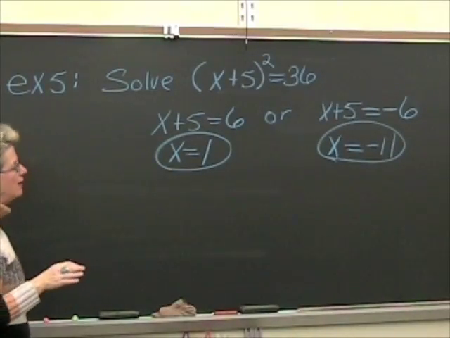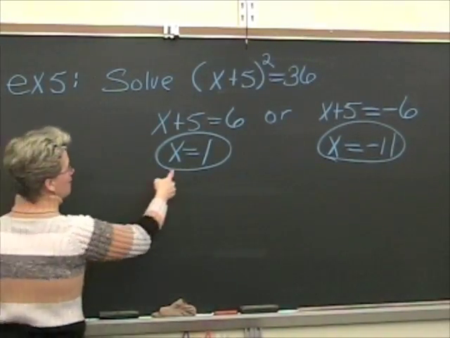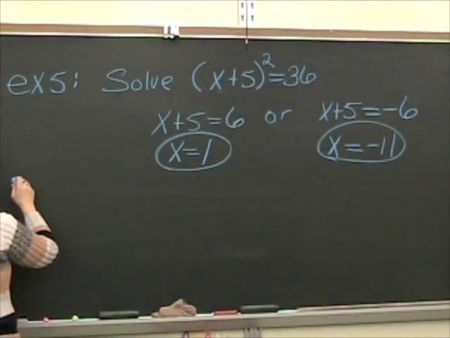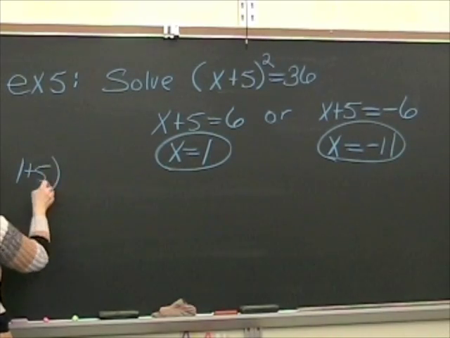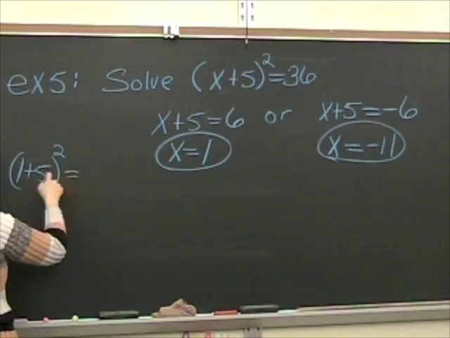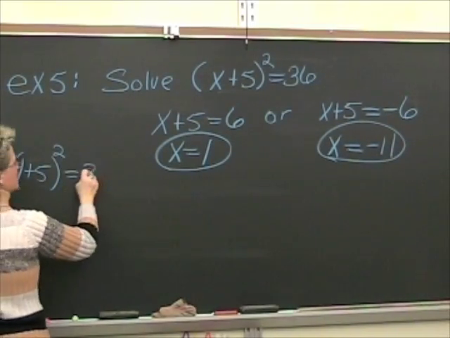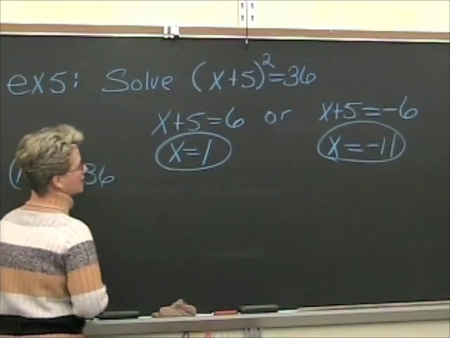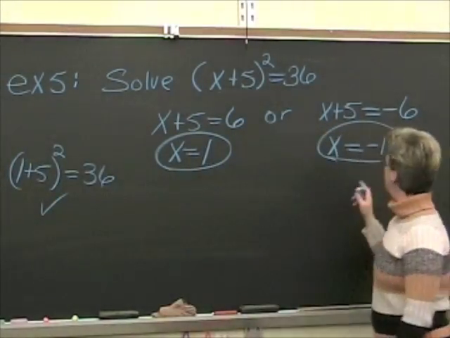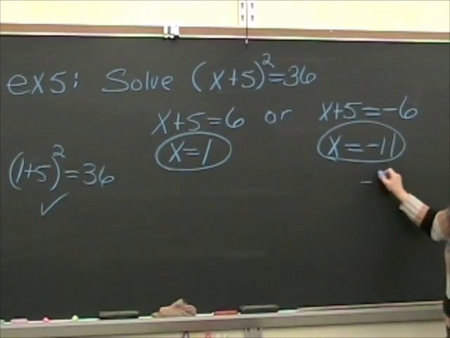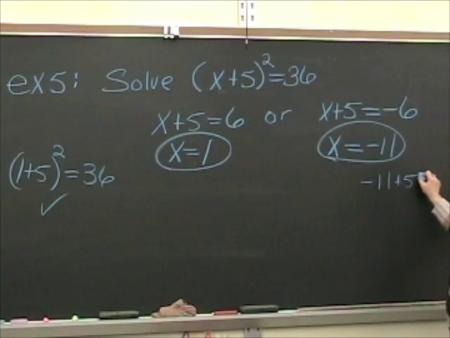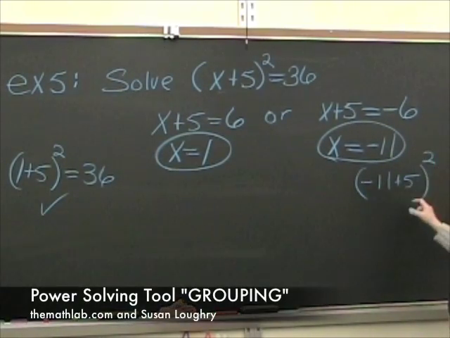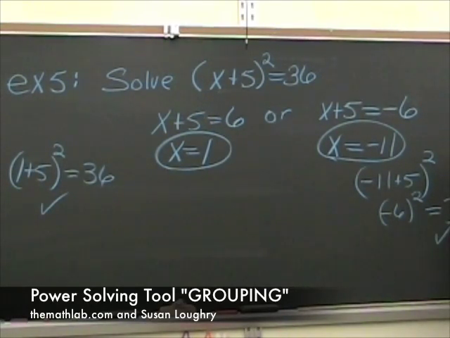Let's make sure they're correct. If I plug a 1 up in here, I will get 1 plus 5, and when I square that, well, 1 plus 5 is 6, 6 squared is 36. So this one checks. Let's try this one. If I put in a negative 11, negative 11 plus 5 squared, well, let's see, negative 11 plus 5 is negative 6, and if you square negative 6, by George, by Jingo, you get positive 36. So it checks as well.